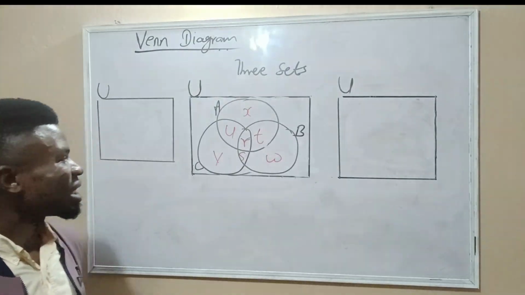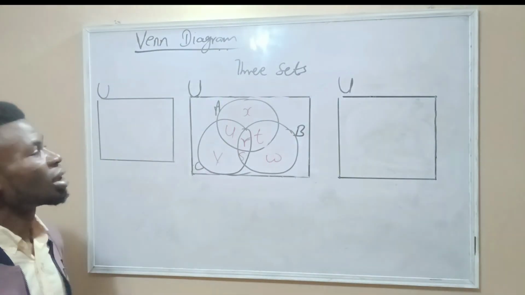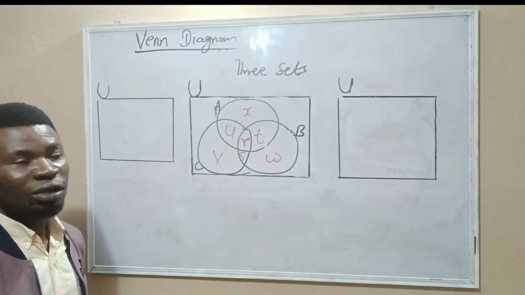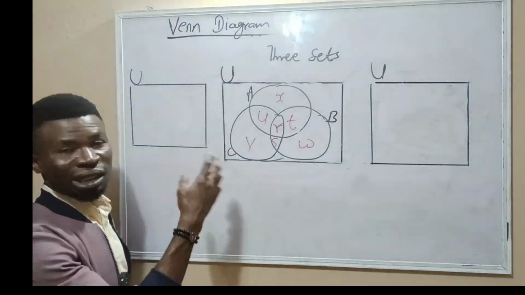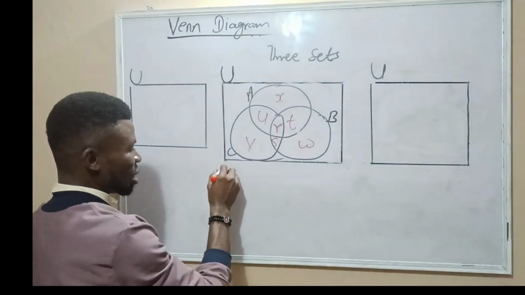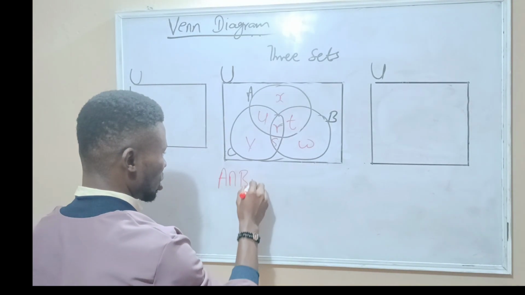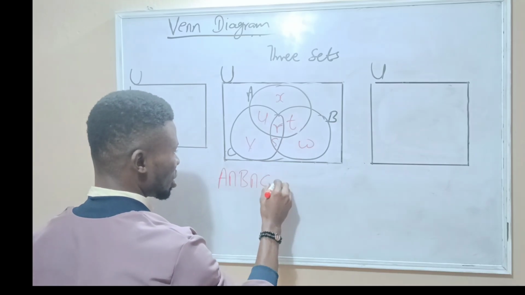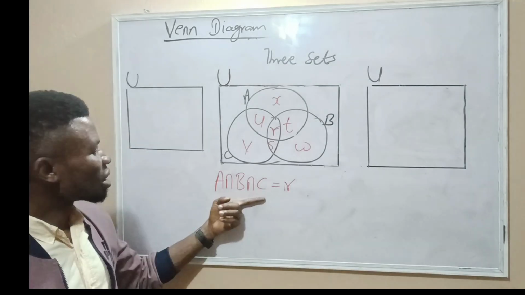Now let's look at three sets. Now we have three sets inside the universal set. First of all, let's talk about the intersection. The intersection of these three sets, that is A intersection B intersection C, is equal to that R. Now A intersection B intersection C is this.